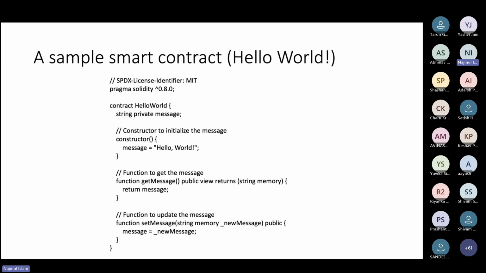Then I would like to show you a very simple smart contract, starting with the famous Hello World type of smart contract. So as you can see, just take a look at the code here. I will explain the code in the later slides, and then I will copy this code.